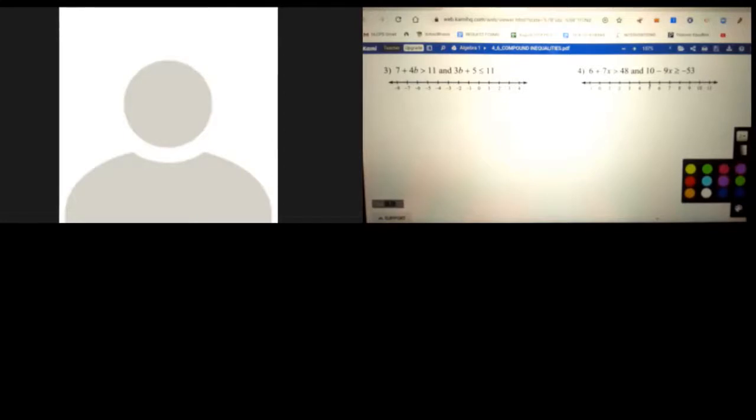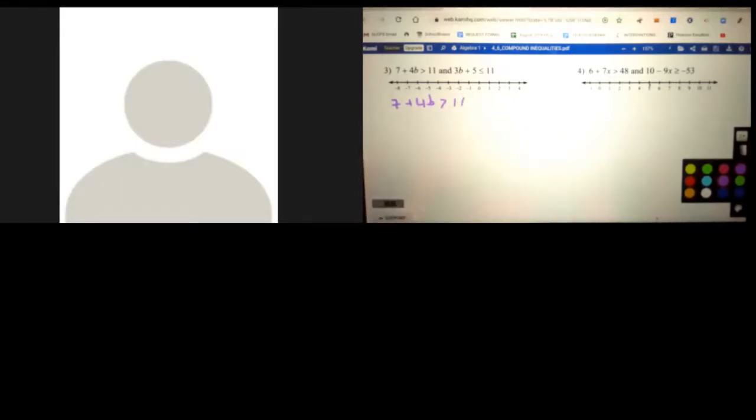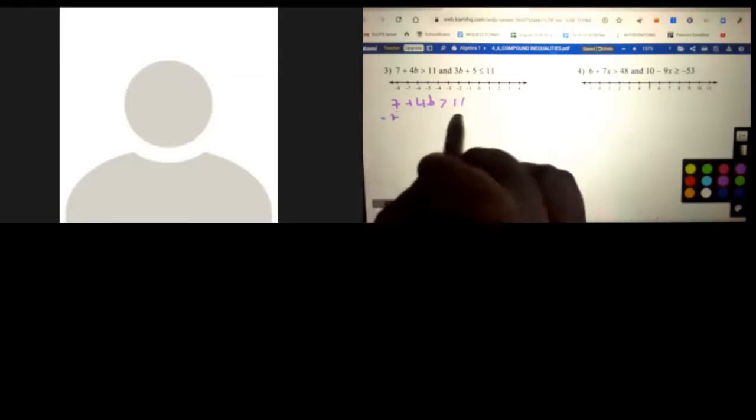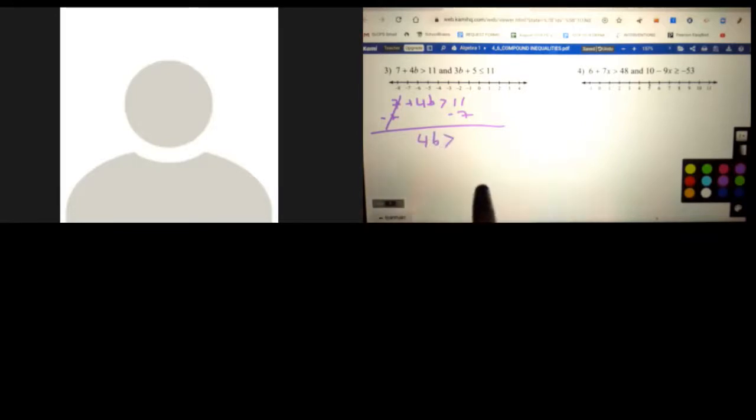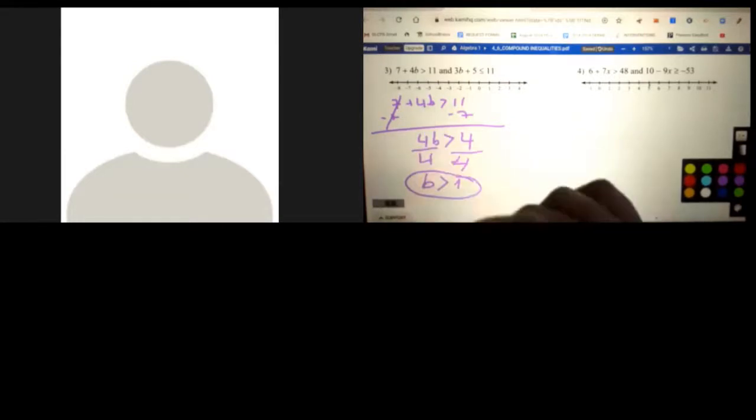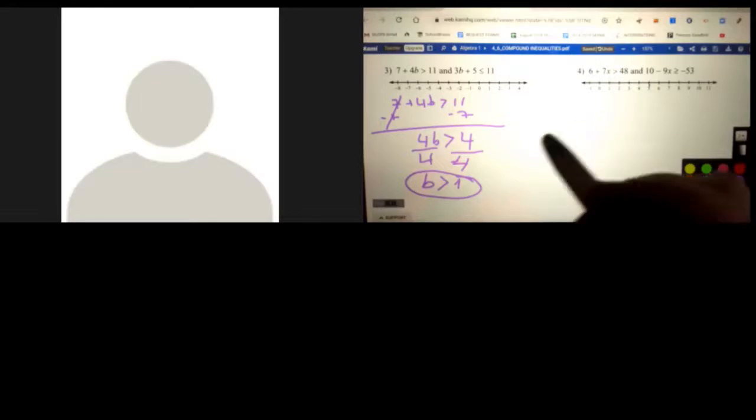7 plus 4b greater than 11. Subtract 7 from each side, and you're going to end up with 4b greater than 4, 11 minus 7. Divide by 4, divide by 4, and b is greater than 1. Circle your answer. It's important to circle your answer, trust me, because you're going to have a lot of numbers. You don't want to confuse yourself. When you come to a final answer, circle it up.